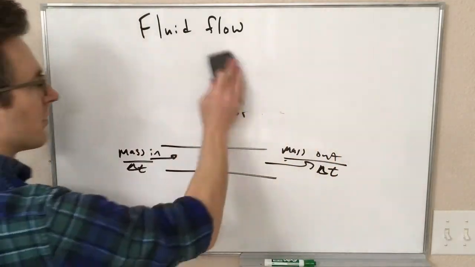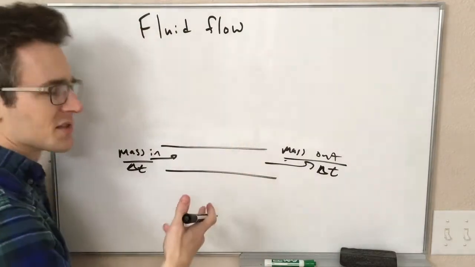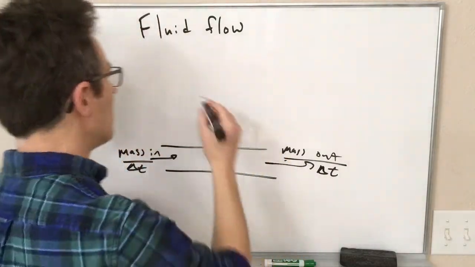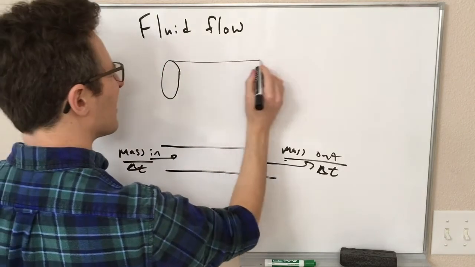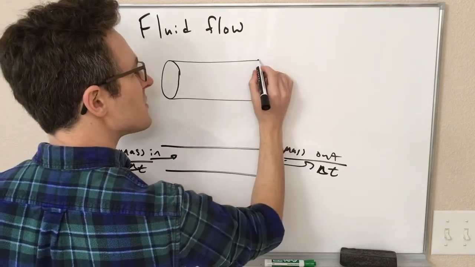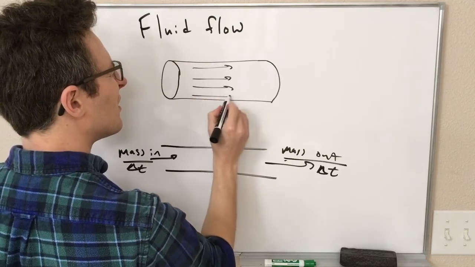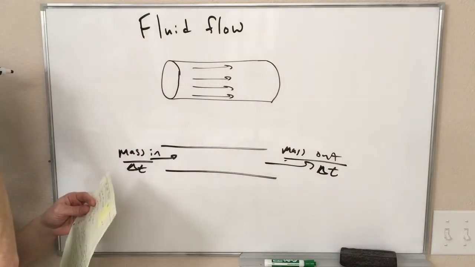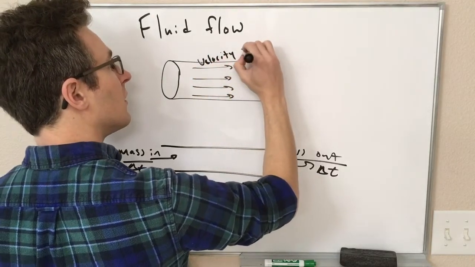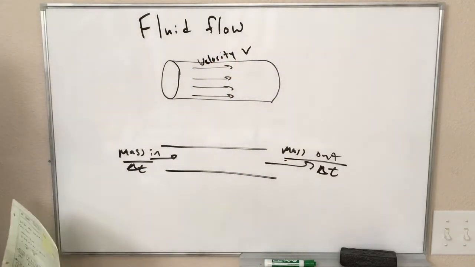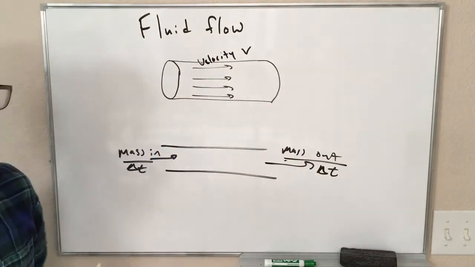Okay, so for a pipe or river or whatever fluid flow system we're talking about, I'm going to draw it as a pipe as an example, but this should work for anything. So if we have a system with flow like this, we have our fluid moving with some velocity, v, right? So we have our fluid at this part, and the fluid is moving at some velocity.